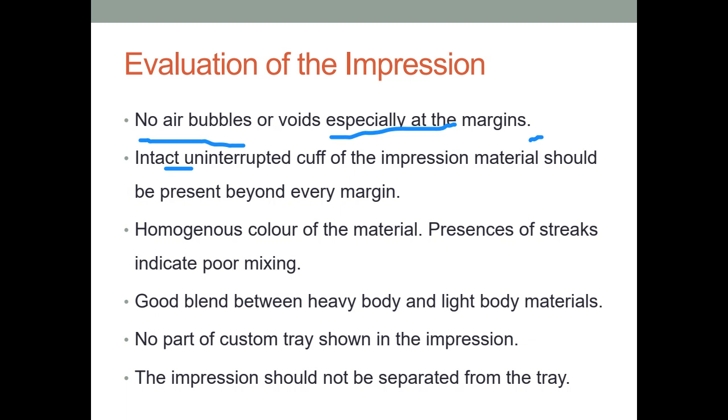Homogeneous color of the material is needed; the presence of streaks indicates poor mixing, and that can lead to shrinkage or distortion in your final impression. Good blends between heavy body and light body are needed, so you need to use the same type of material for both. For example, if you are using condensation silicon, then the putty of condensation silicon and the light body of condensation silicon, both are of the same silicon. It should not be intermixed, because if you mix two brands, they may not adhere with each other, and your light body will shrink or be distorted.